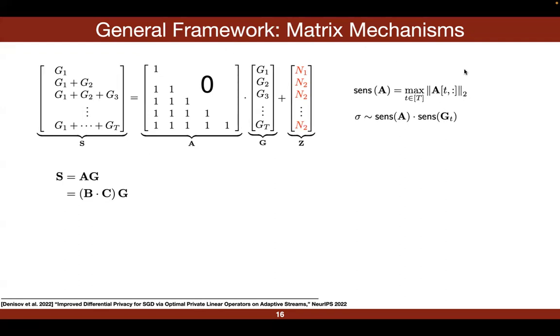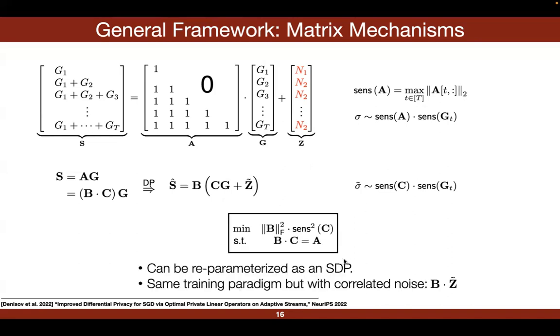So now how can we improve this approach? Well, the idea is that if we can factorize A into B times C, then we can just add DP noise to ensure CG plus Z tilde is DP. And then the multiplication of B can be viewed as a post-processing of the entire mechanism. So now our goal here is to only ensure CG plus Z tilde is DP.